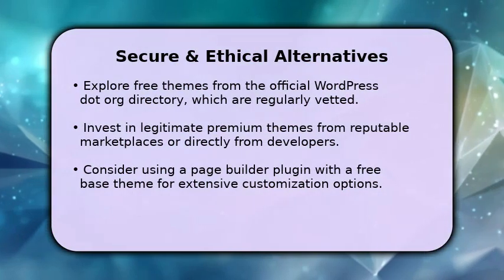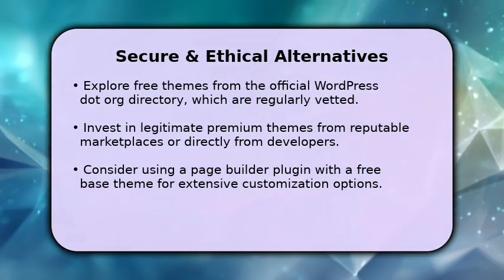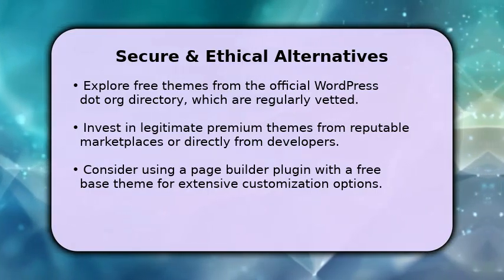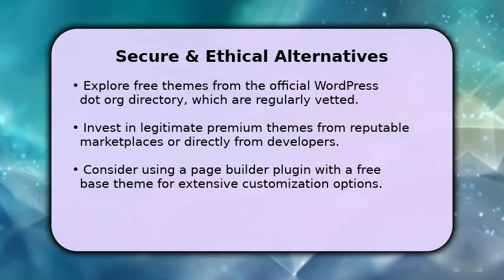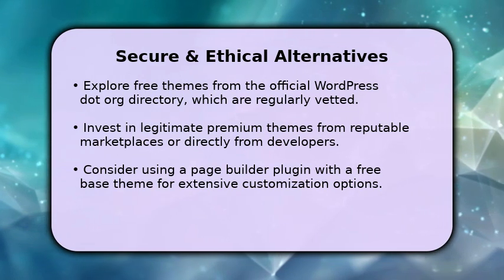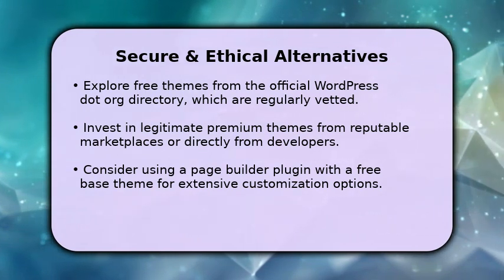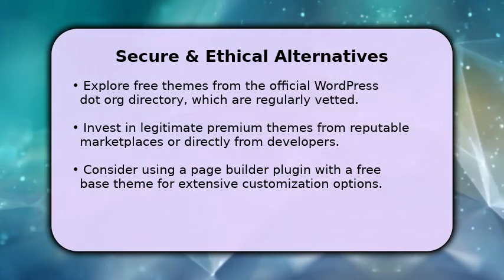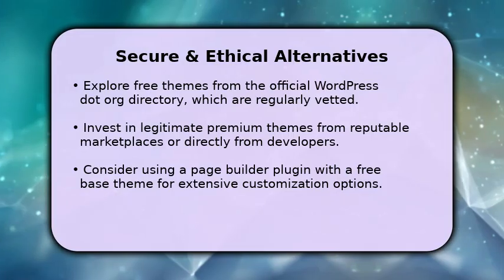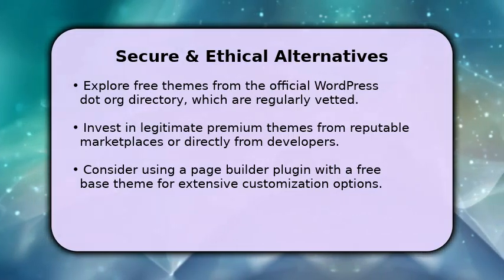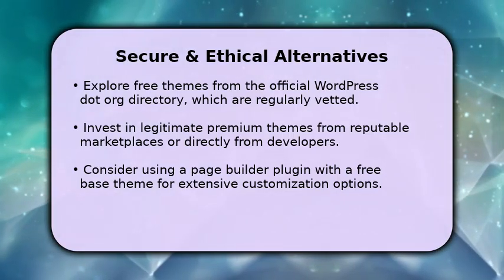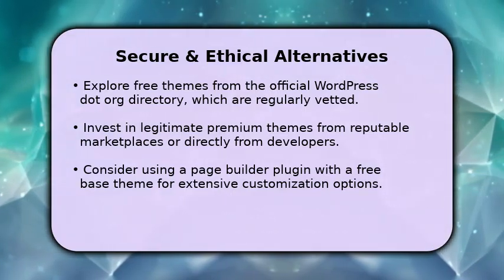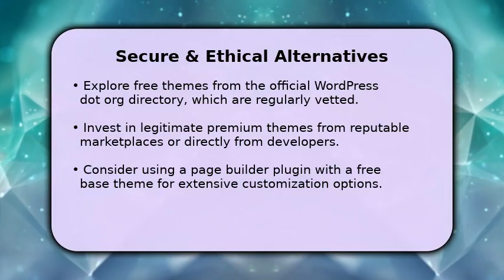Fortunately, many secure and ethical alternatives exist for building your WordPress site. You can explore thousands of free themes from the official WordPress.org directory, all regularly vetted for security. Investing in legitimate premium themes from reputable marketplaces or directly from developers ensures you receive full support and updates. Alternatively, combine a free base theme with a powerful page builder plugin for extensive customization without the risks.